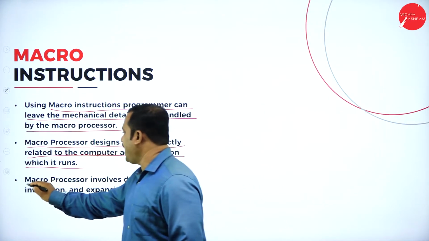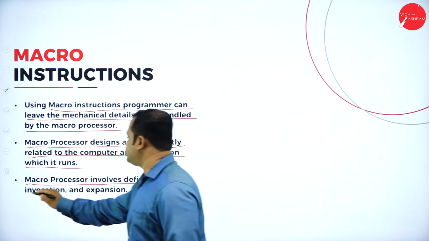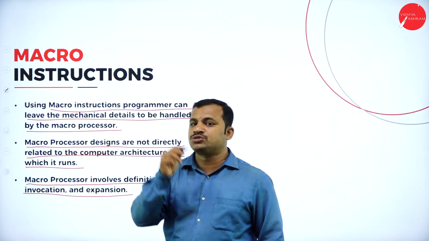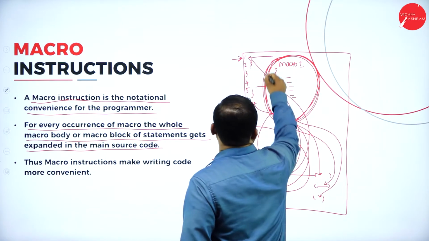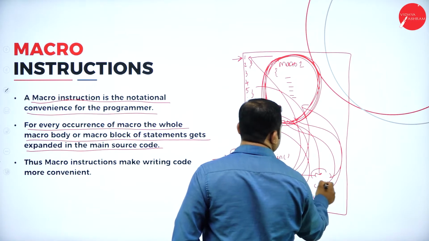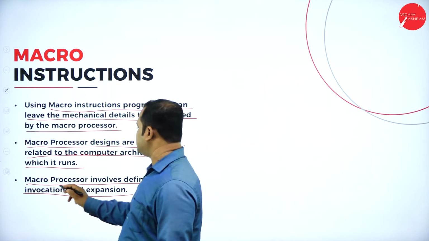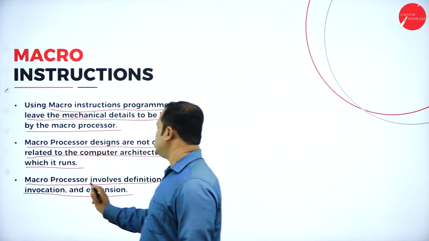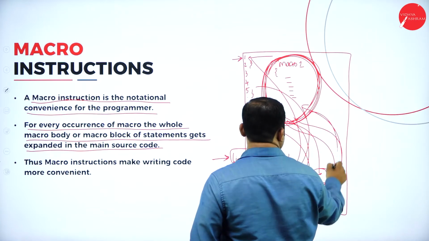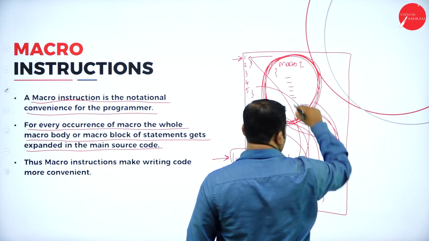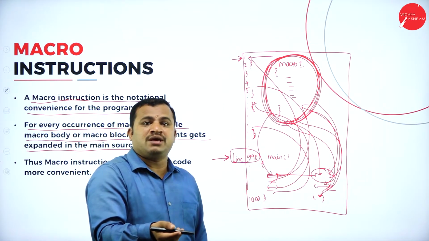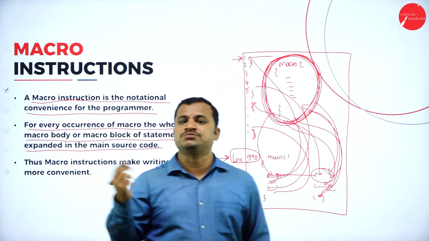The same, macro processors involve definition, invocation and expansion. As I said earlier, a definition is the one which has the entire thing. This is called a definition, this is called an invocation, and this is called an expansion. So we have all these things here: definition, invocation and expansion. Expansion includes placing the entire macro in place of this location, so that the original source code becomes expanded. The same expansion is done here.